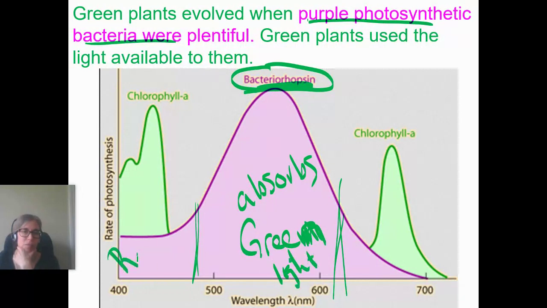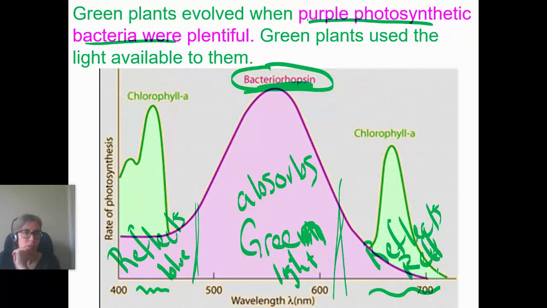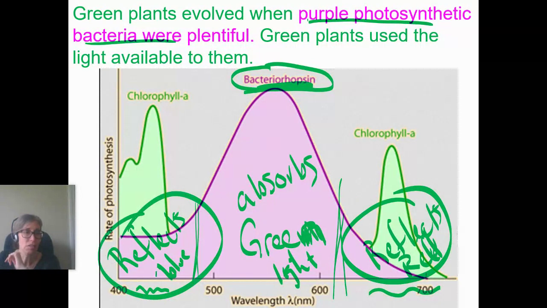It reflects blue. And it reflects red. What is it that red and blue look like by your eyes? So when your eyes have this really quick blue light, it stimulates your blue receptor, and these longer wavelengths stimulate your red receptor. When your blue and your red receptor are stimulated together, you see purple. Isn't that cool? So purple photosynthetic bacteria look purple because they're not absorbing the stuff that you see as purple.